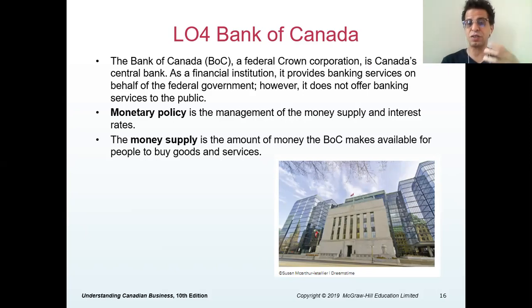As a financial institution, it provides banking services on behalf of the federal government. However, it does not offer banking services to the public. So that's a big difference.